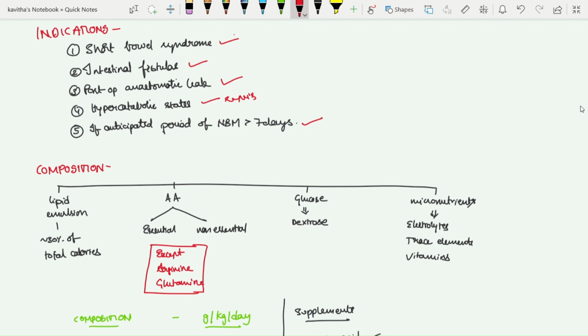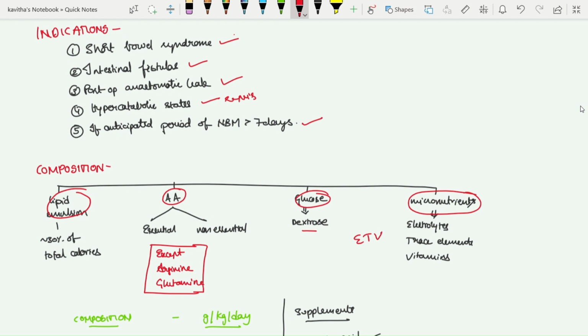Coming to composition. It mainly contains four things: lipid emulsion, amino acids, glucose, and micronutrients. Lipid emulsion contributes nearly 30% of total calories. Glucose is present in the form of dextrose, whereas micronutrients are electrolytes, trace elements, and vitamins E, K, B.